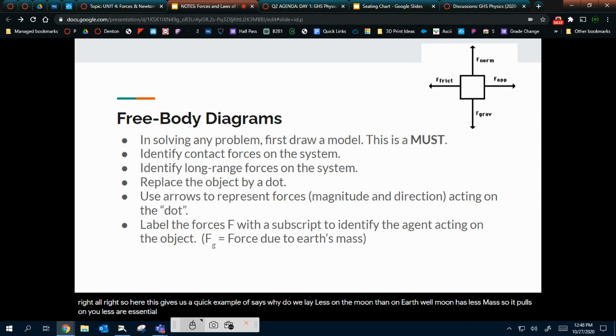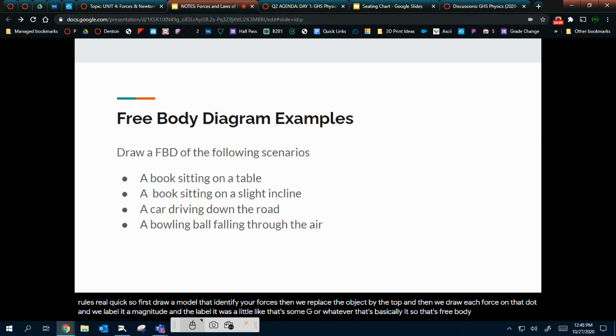Here, this talks about free body diagrams, with good news. We already know how to make free body diagrams, so I'm just going to run over these rules real quick. First, draw a model and identify your forces. Then we replace the object by a dot, draw each force on that dot, and label it. We have magnitude, and we label it with a label, like F sub G or whatever. That's basically it. So that's free body diagrams. Let's look at these examples here. We'll make a couple more examples of free body diagrams.